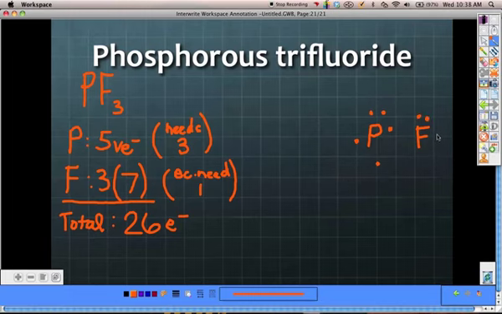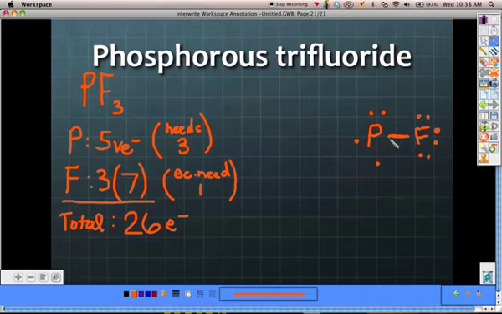1, 2, 3, 2, 3, 4, 5, 6, 7. Okay, they're going to share 2 electrons. We can see these 2 right here. I'm going to clean it up a little bit. And, cleaned it up a little too well. Okay.